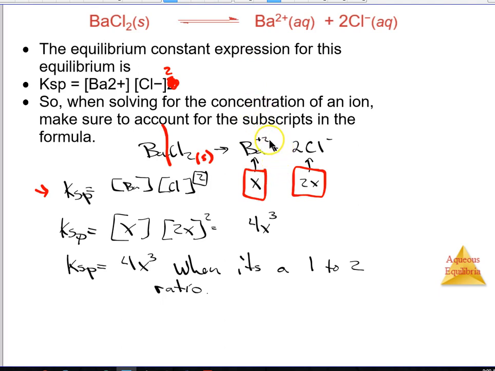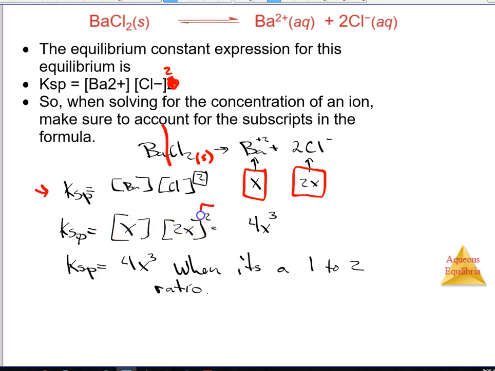Okay, now go with me here. If Ba is x and Cl is twice of x, or 2x, we then substitute these concentrations or variables into the actual Ksp rule or law or equation, whatever you want to call it. So Ba would be x, but Cl would be twice as much as x. Is everyone okay with that?